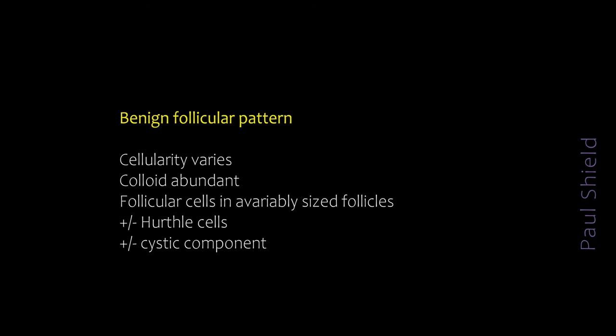In summary, the typical benign follicular pattern that we see consists of abundant colloid. That can vary a little bit in terms of how thick or thin it is, and then variably sized follicles of follicular cells. So that variation in size is important. Identifying macro follicles is always reassuring that you're dealing with a benign lesion.